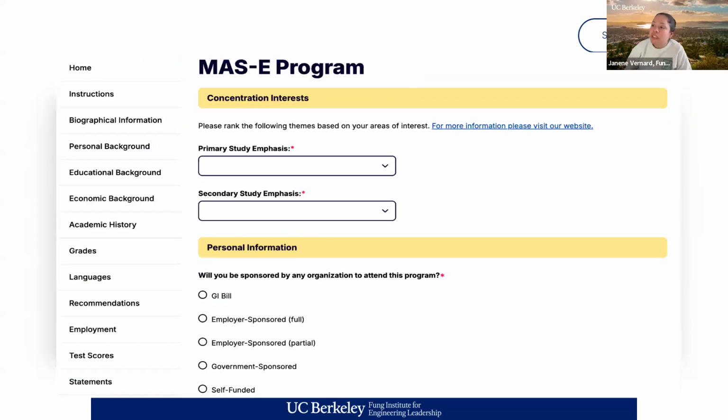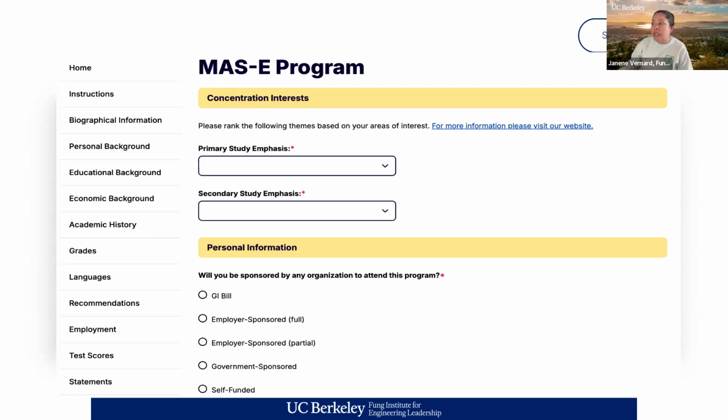Here's what the application looks like. You would select your primary study emphasis, and then you can put your secondary study emphasis. This relates to our concentration. You're not committed to these just yet, but we want to know what your interests are. Once you get some units and courses completed, you will be able to declare the final concentration you want to select. Then make sure to select personal information, like if you'll be sponsored by any organization, either a GI Bill, employer sponsorship, full or partial, government sponsorship, or if you will be self-funded.